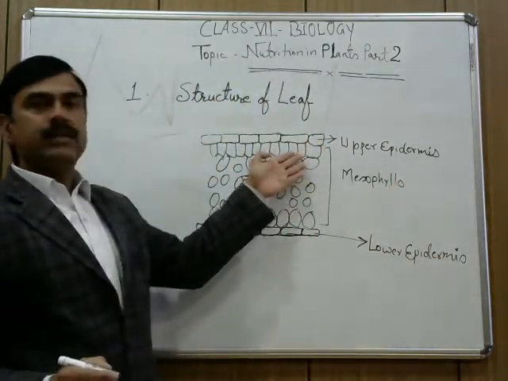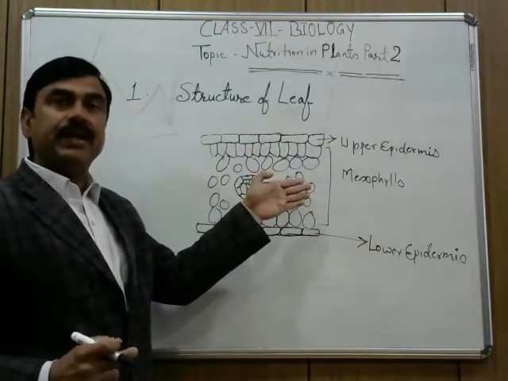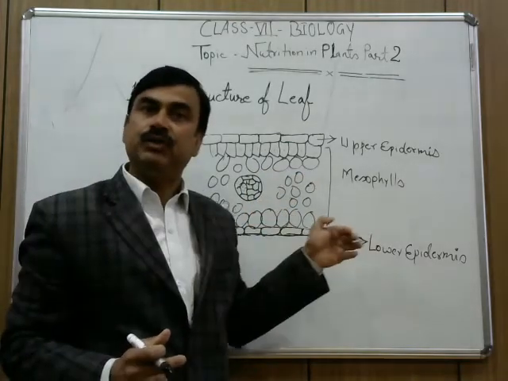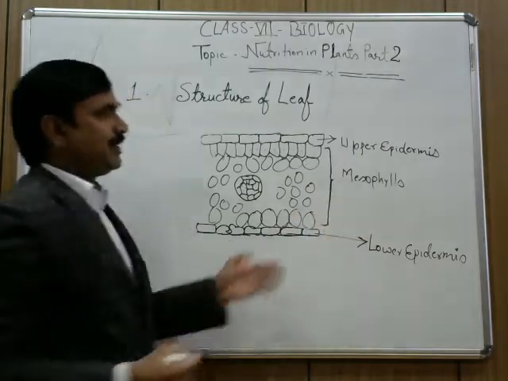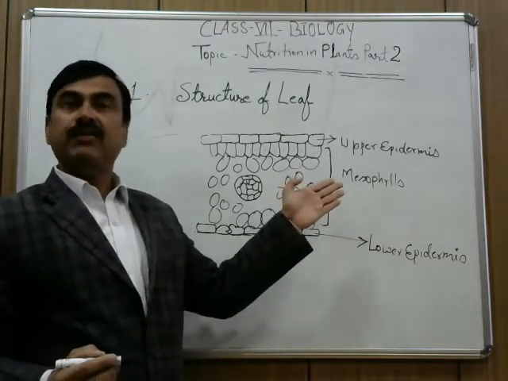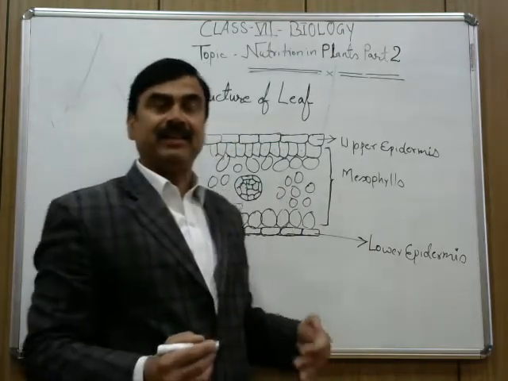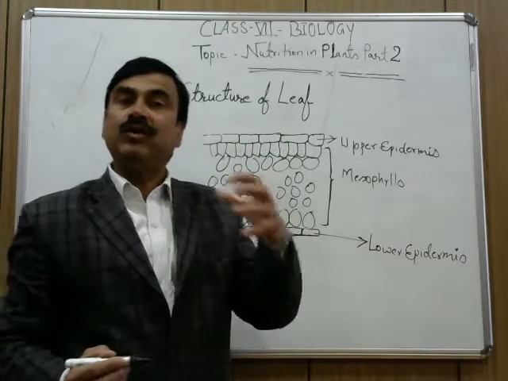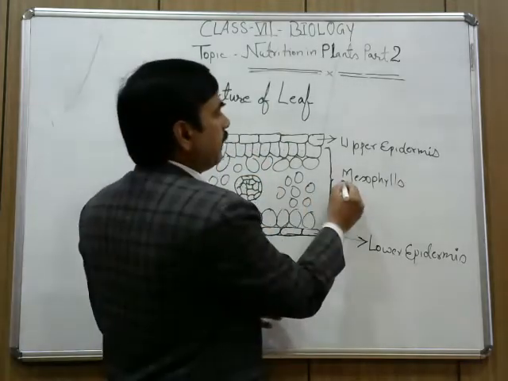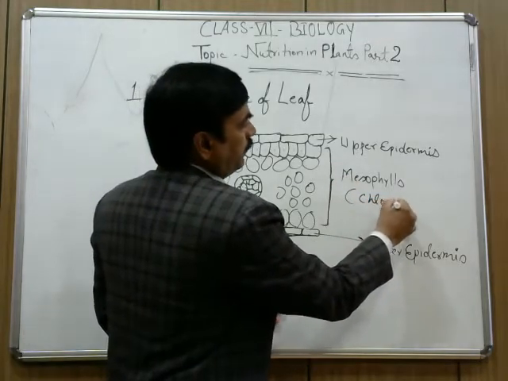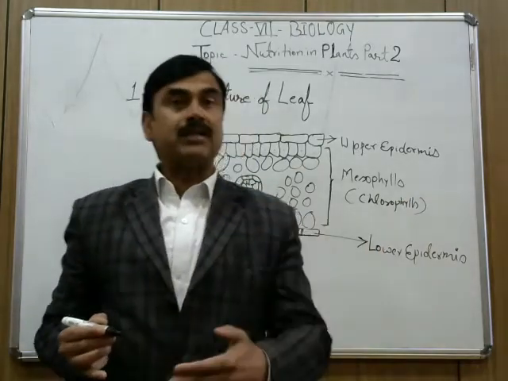Below the upper epidermis, all these cells are kept in one category, that is mesophyll. Look at this, I am just indicating for you. Mesophylls contain the chloroplast, which contains the green pigment where the chlorophyll is present. You have to notice that in the mesophylls, chlorophylls and chloroplasts are present.